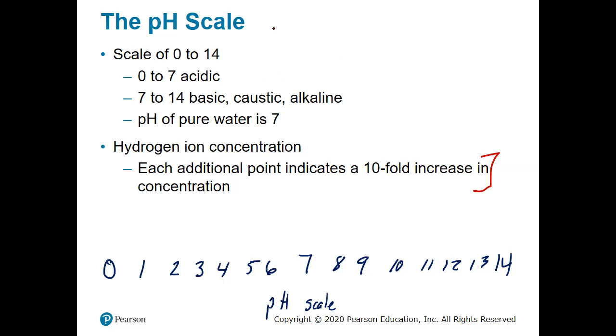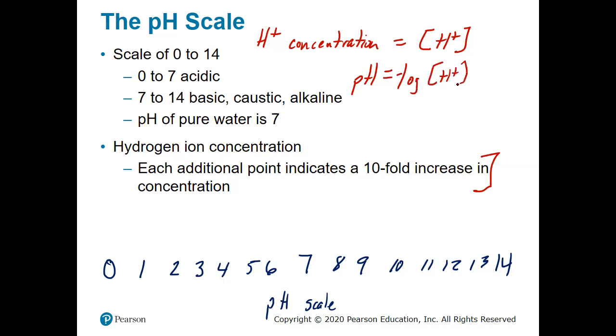So if we know the hydrogen concentration, we can determine the pH by taking the opposite of the logarithm of that concentration. Now, in our situations, we're rarely going to actually use that particular equation. But if you want to know how we can get a pH of 2.37 for something, that's how.